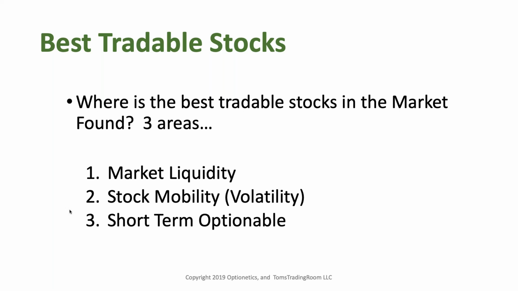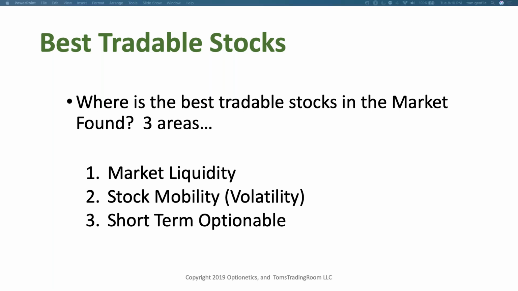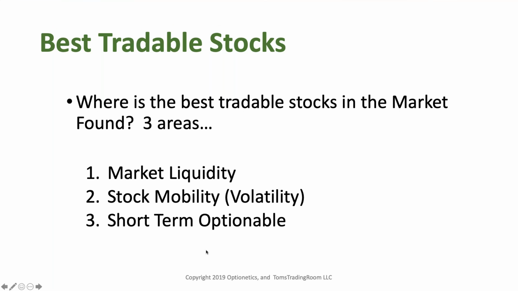But where do we start from? There's 20,000 stocks out in the universe, all right? 20,000 stocks. Where do you go? Where are your best tradable stocks? Best tradable stocks are in these areas: market liquidity, stock mobility, and they got to be short-term optional. And one area where you can find all three is at the cboe.org, all right?